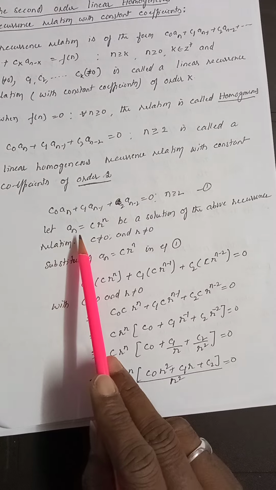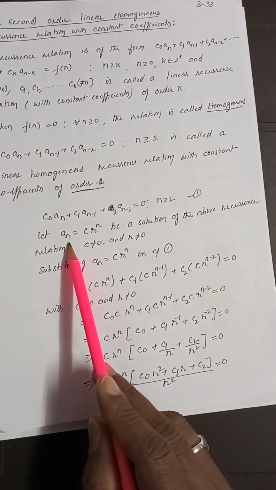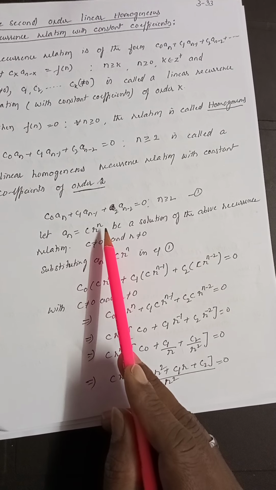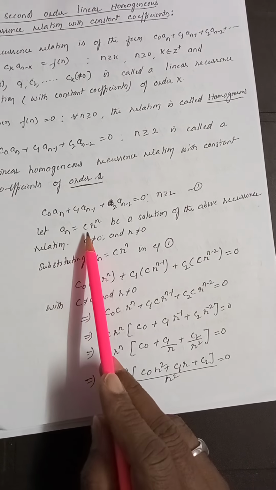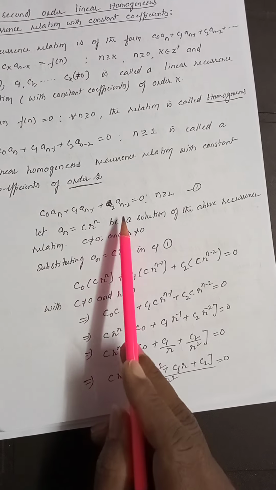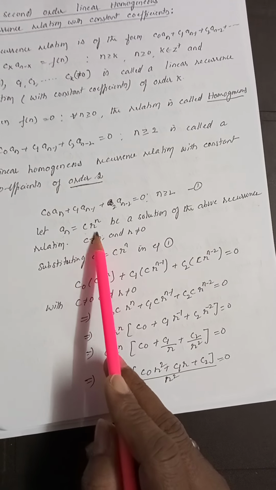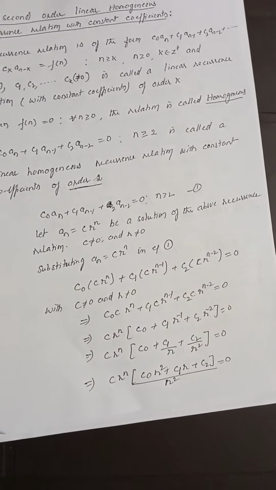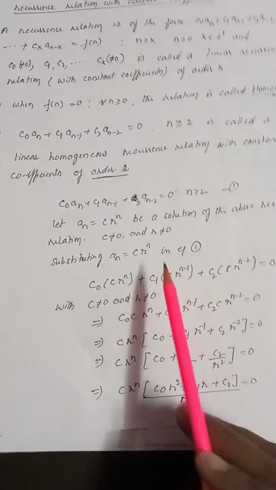If we know a_n = c r^n, what is a_(n-1)? Simply n is replaced by n minus 1. The value of a_(n-1) is equal to c r^(n-1). Similarly, a_(n-2) is equal to c r^(n-2), where c is not equal to 0 and r is not equal to 0. This is our assumption.